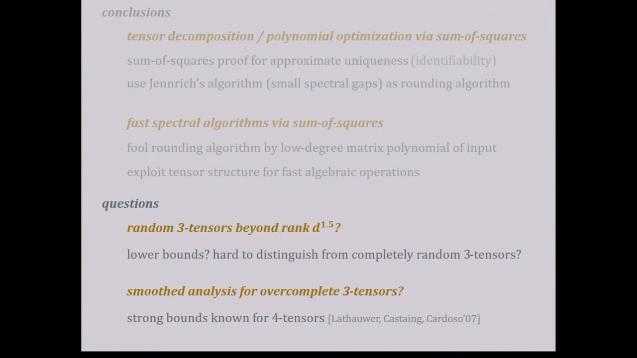And the final thing is that, when we talked about the smooth analysis for tensor decomposition, we saw that there's a way of doing it for 5 tensors and 4 tensors, and it would be great to also have a smooth analysis for overcomplete 3 tensors. On some level that would be a great strengthening of our result for random overcomplete tensors.